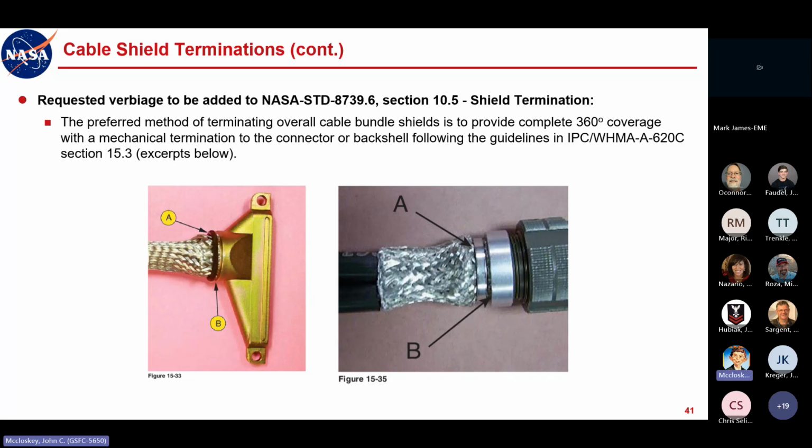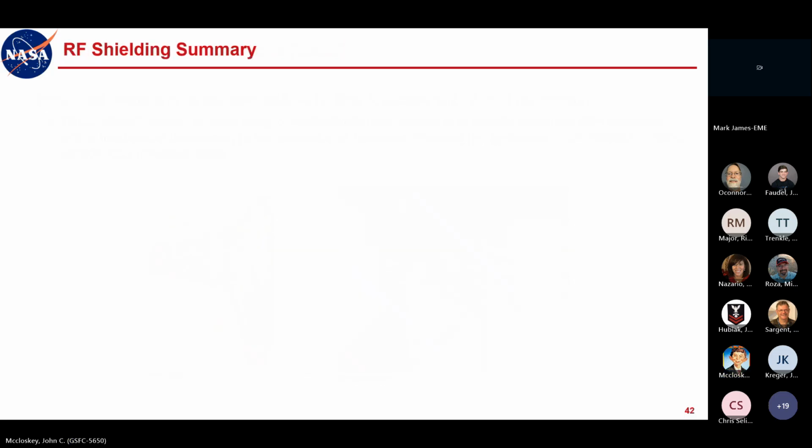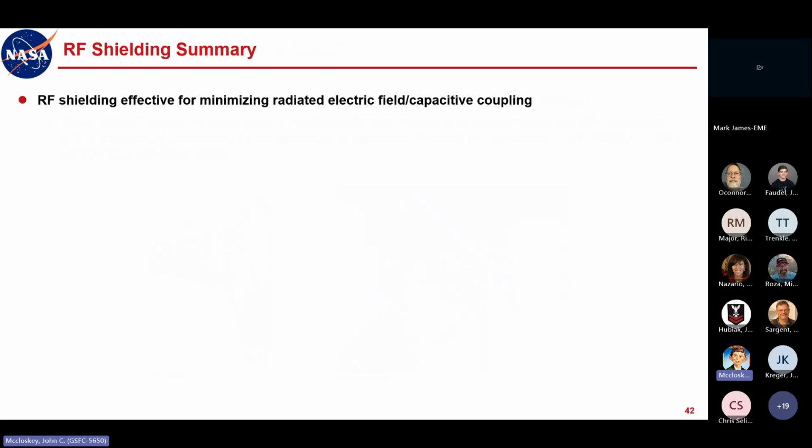Yes. Okay, so this is pretty much standard practice for overall bundle shields. We know how to do this. Do we do it all the time? That's a question for discussion, but this is at least the ideal. All right, so, summary of RF shielding.